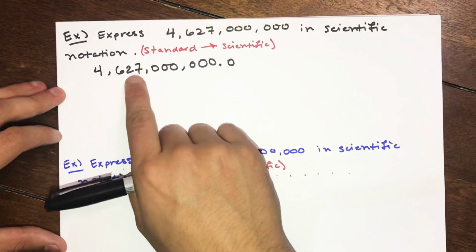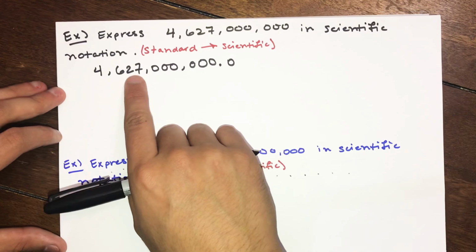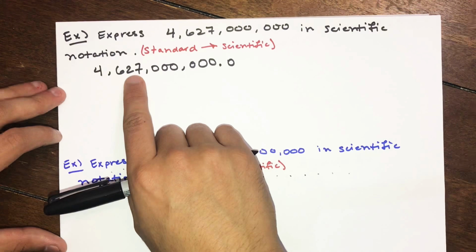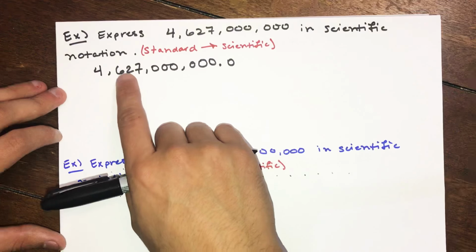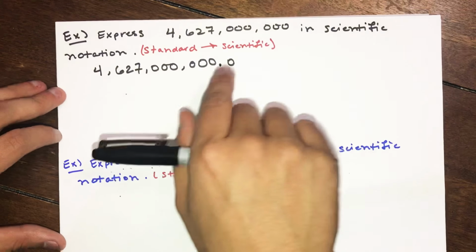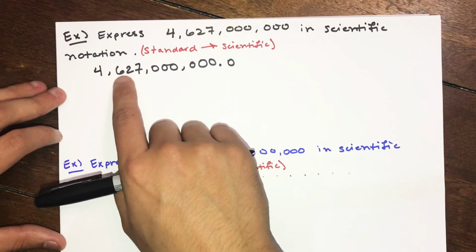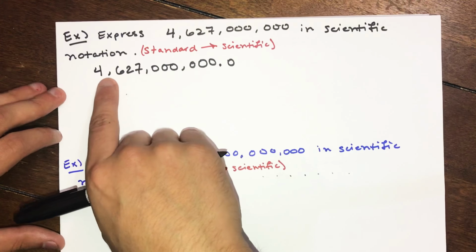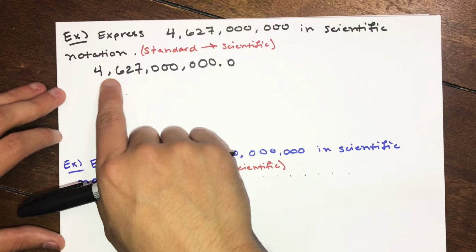Okay, so we're not going to stop it here, because if we stop the decimal here, it'll be 462.7 times 10 to the something. If we stop it here, it'll be 46.27 times 10 to the something. So we're going to need to go all the way to this comma here, so that we get 4.627.